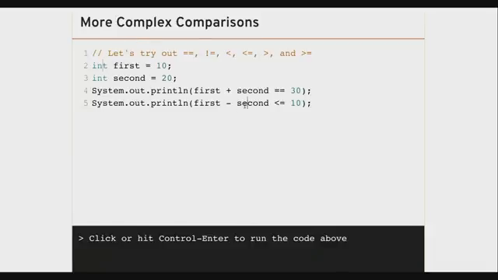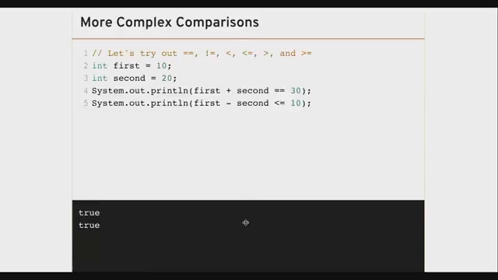On line 5, what am I going to do? I'm going to take first, which is 10. I'm going to subtract second, which is 20. I'm going to get negative 10, and I'm going to evaluate whether that's less than or equal to 10. And let's make this negative 12, so we get a false value.